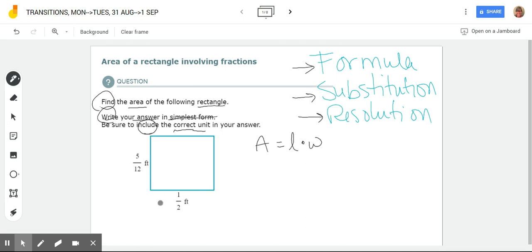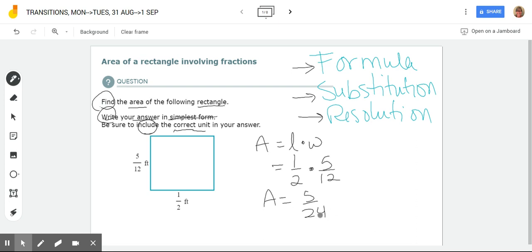The length, in this case, it doesn't matter which one you choose. I typically pick the one that's laying on the ground times 5/12. Multiply across. When you multiply fractions, you literally just multiply across. So it is 5/24.